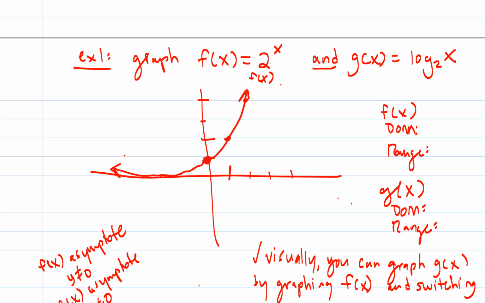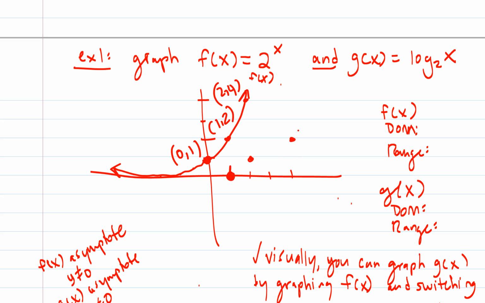So how would I graph log base 2 of x? Well, there's a quick way. You could actually visually switch x and y from the points. You could graph 2 to the x and switch it, since it's the inverse of log base 2 of x. Here was a point, 0, 1. If I take 0, 1 and I switch x and y, I get 1, 0. If I take the point 1, 2 and switch it, I get 2, 1. If I take 2, 4 and switch it, I get 4, 2.